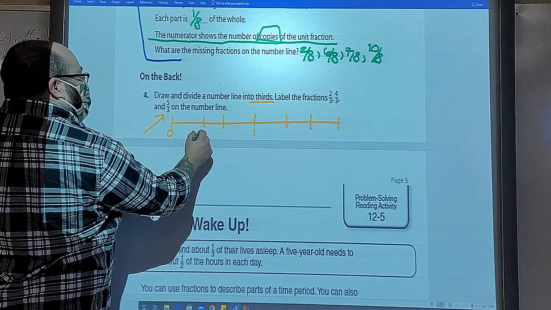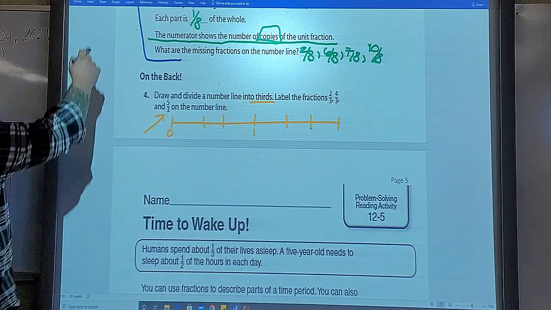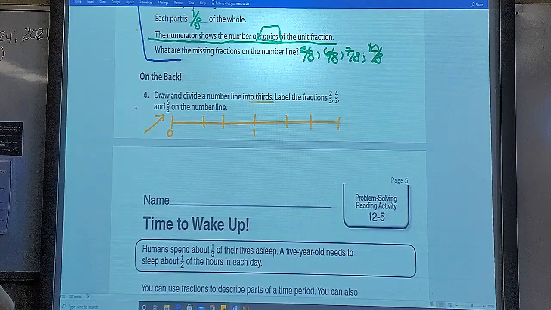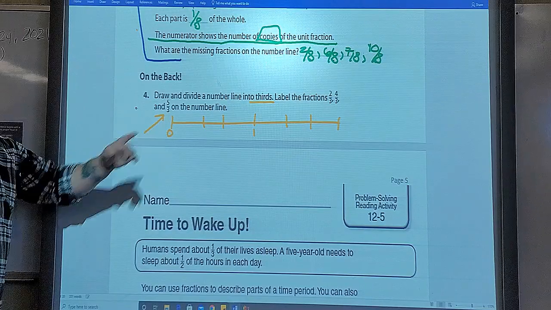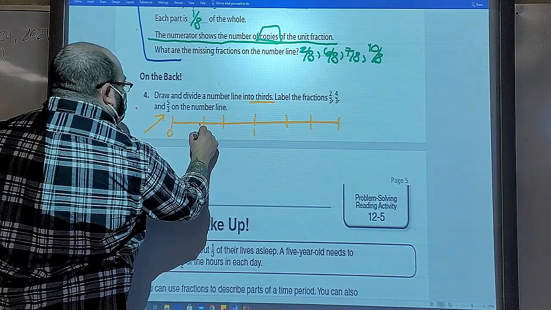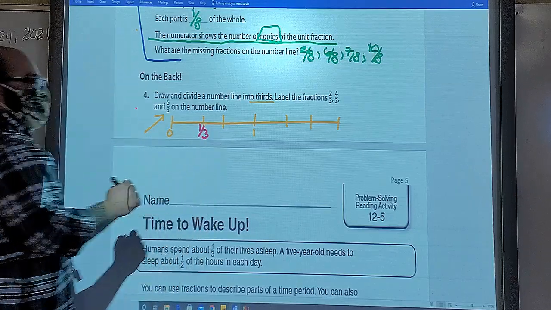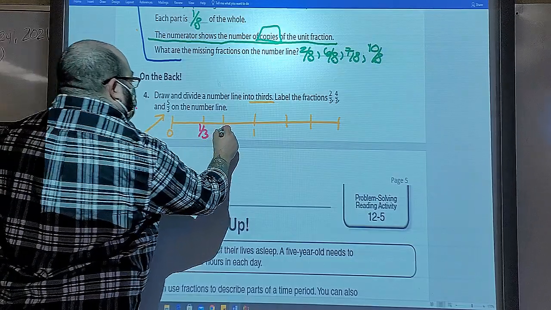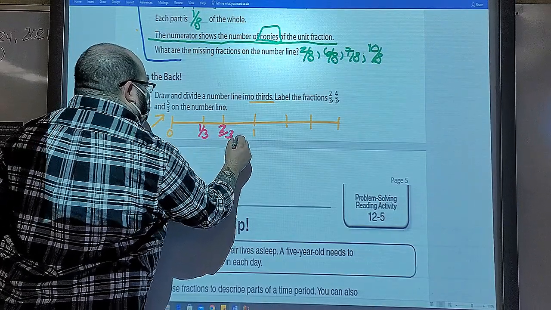What's our first one right here, guys? Let's use a different color. What's the very first one after 0? Ariana. One third. What's the second one? Jen. Two thirds. Two thirds. So what's the third one?